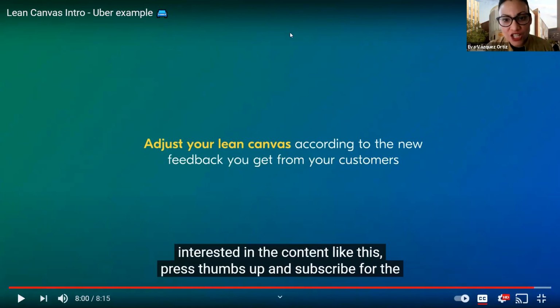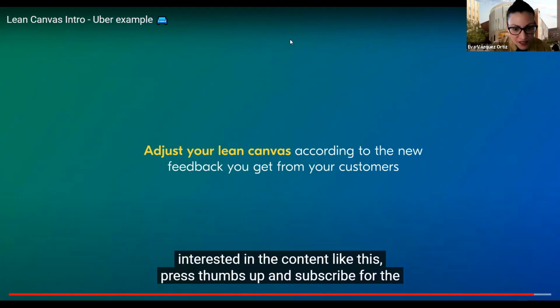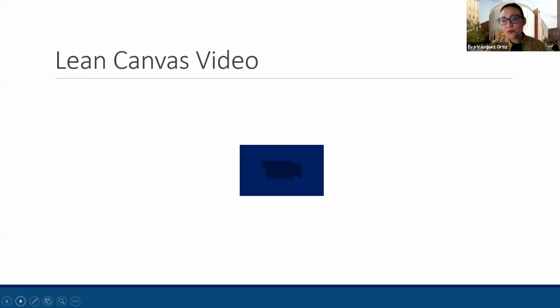So let's change here from this screen to our presentation. So basically that summarizes how you use a lean canvas to first write your hypothesis about your business opportunity, and second, which things are you going to test with your minimum viable product? So you depart from your lean canvas, and then you create your minimum viable product to test all of those assumptions you wrote in your lean canvas.